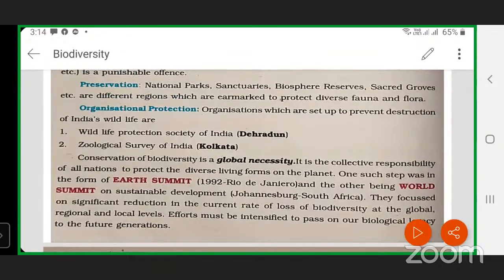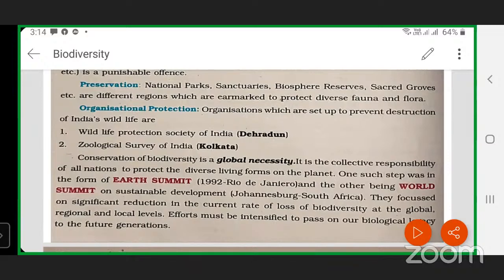Conservation of biodiversity is a global necessity. It is the collective responsibility of all nations to protect the diverse living forms on the planet. One such step was in the form of the Earth Summit, which occurred in 1992 in Rio de Janeiro, and the other being the World Summit on Sustainable Development. Where did this happen? It happened in Johannesburg, South Africa. There are two summits, World Summit and Earth Summit. These two happened for the protection of wildlife.